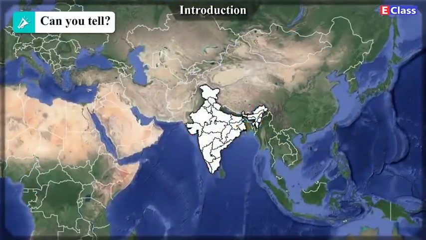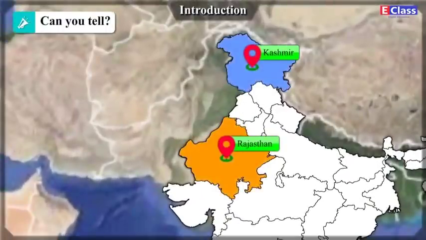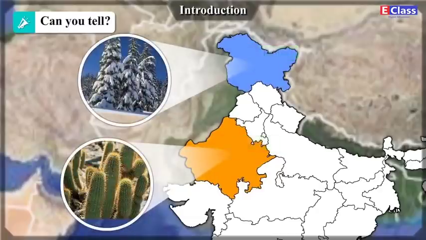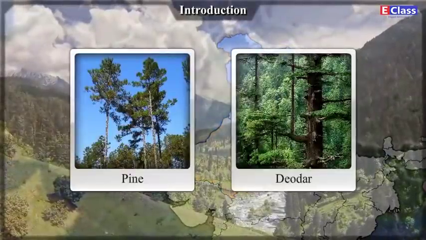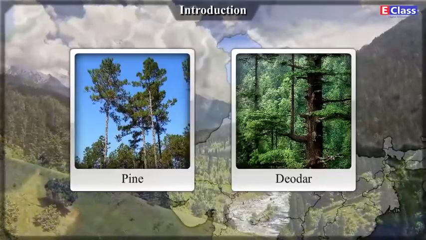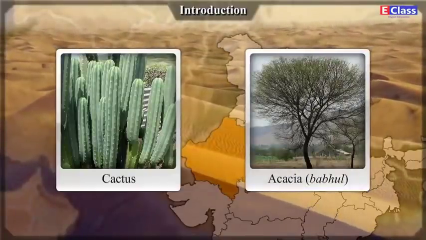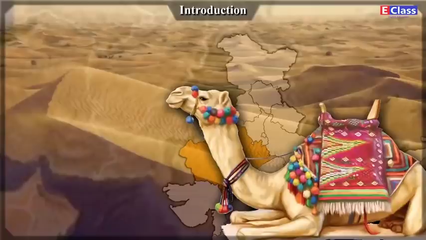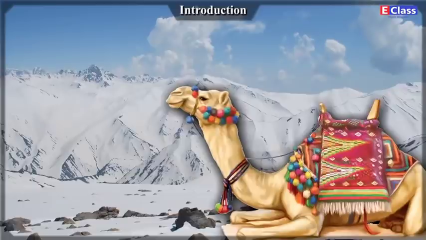Can you tell? Are the plants and animals from Kashmir and Rajasthan of the same type? Can you elaborate on any differences between the two? Coniferous trees like pine and deodar flourish in snowy regions like Kashmir. However, in the deserts of Rajasthan, plants like cactus and acacia, also known as babul, are to be found. The camel, a desert animal, is not found in Kashmir. What is the reason for these differences?